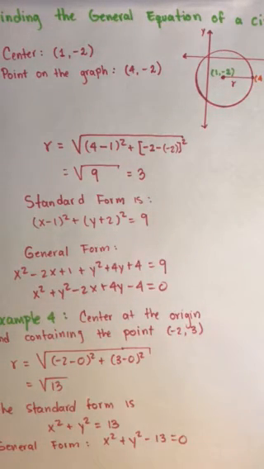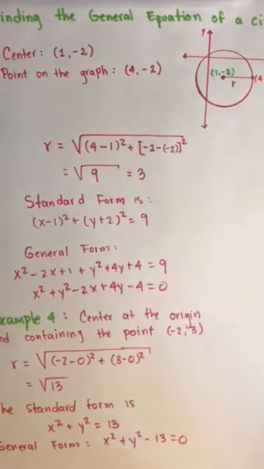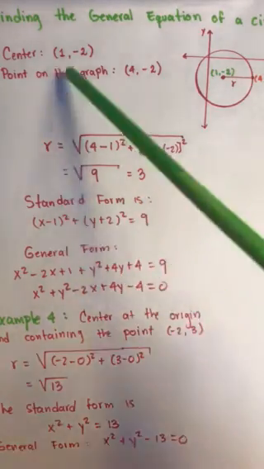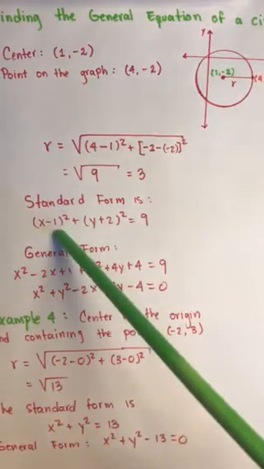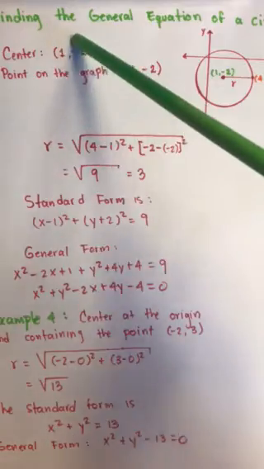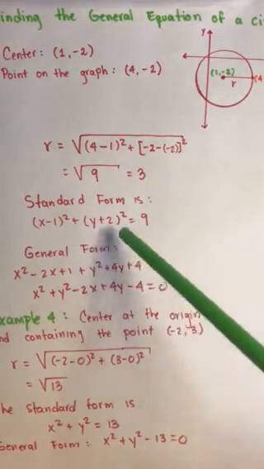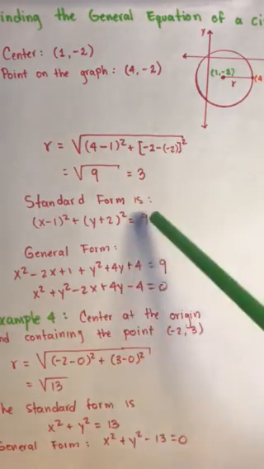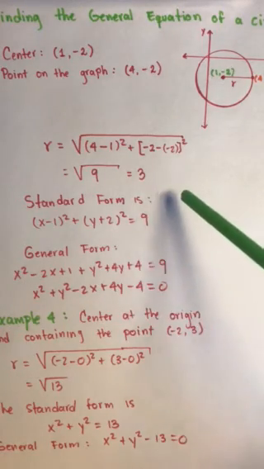So now we have the center and we have the radius, so we can find the standard form. The standard form is, remember, x minus this number over here, so it will be (x minus 1) squared, plus y minus this number over here. So minus minus is positive, plus 2. And the radius is squared, r squared, so it will be 3 times 3, 9.